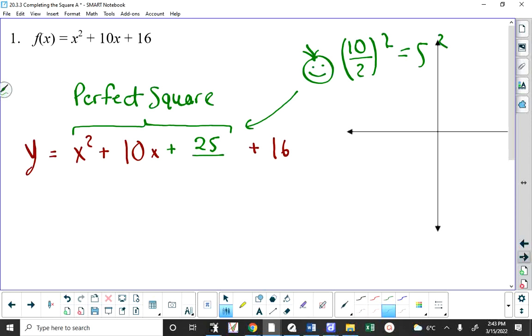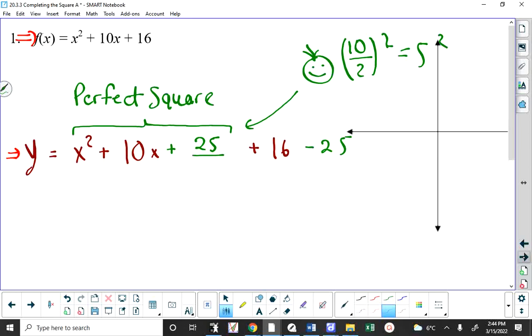Okay, let me ask you a question now, though. Is this function the same as the function we started off with? Well, no, I've added 25. It's different. How can I make it the same but keep that 25 there? Let's do that.